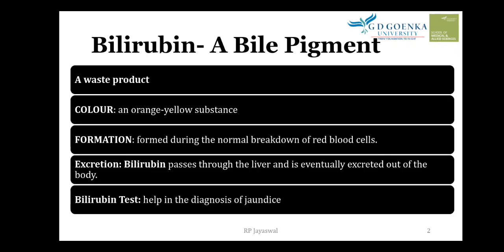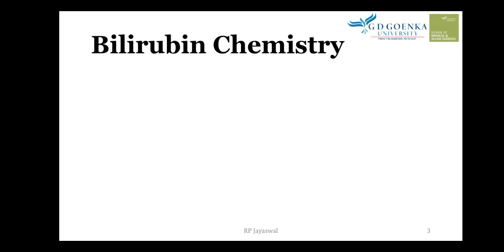A bilirubin test can help you to diagnose jaundice. A higher than normal level may indicate different types of liver or other problems. So the level of bilirubin in the blood may help you to differentiate the types of liver disease, or other problems, or to diagnose different types of jaundice.